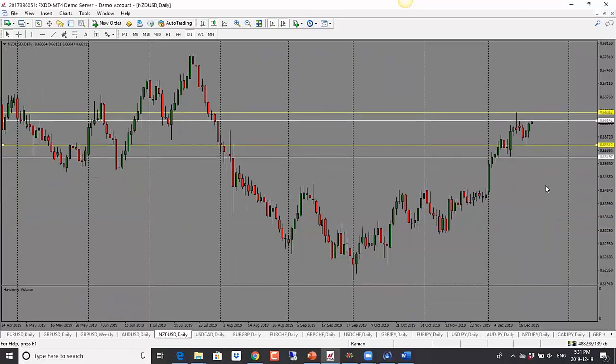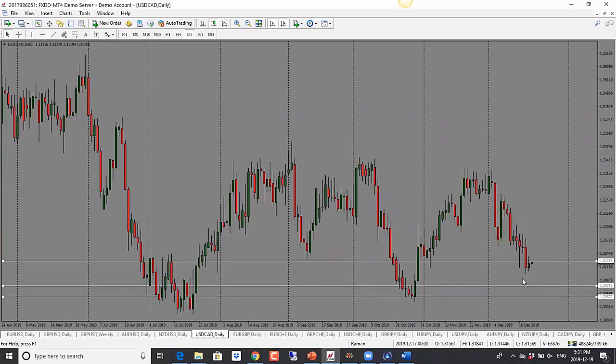New Zealand dollar, this has been bullish as well. Price is still trading in a range, but it is pushing into the high of the range. So this one could go further once it crosses this resistance here into 0.6635. So bias here is bullish for New Zealand dollar.